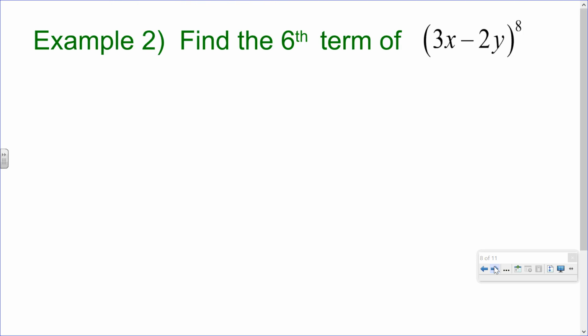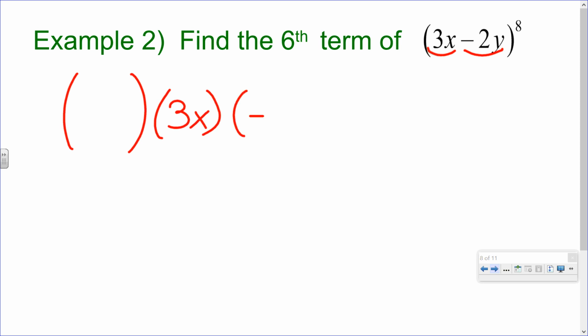Let's do one more. This time, let's find the 6th term of 3x minus 2y to the 8th. This one is a little bit different because instead of just an a or an x, I have a 3x. And instead of just a b or a y, I have a negative 2 times y. That means that when I do this one, I am going to have the entire first term, 3x to some power, the entire second term, minus 2y to some power.